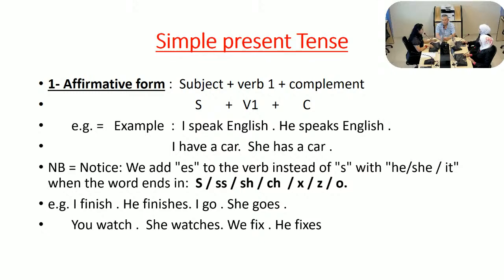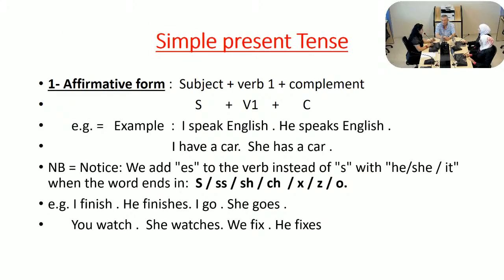We have to pay attention to verbs that end with S, double S, SH, CH, X, Z, O. When we have verbs that end with these sounds, we add ES, like she finishes. Go, goes. Watch, watches. Fix, fixes.